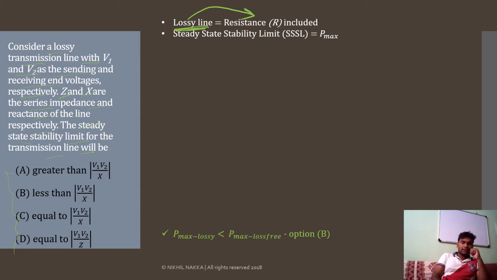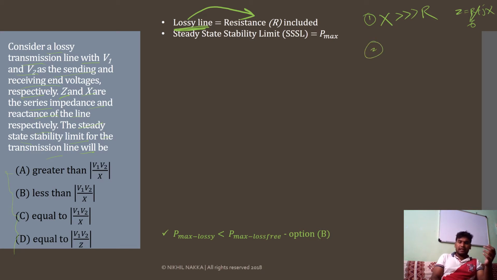There are two main reasons for neglecting the resistance in usual analysis. One reason is normally the line reactance value will be much higher compared to resistance. That is the main case. So, you know, Z is equal to R plus jX. If X is much greater than R, you can make R equal to 0. You can neglect it, so it doesn't affect your accuracy much.